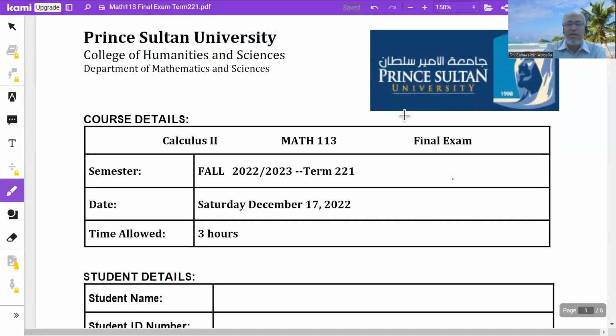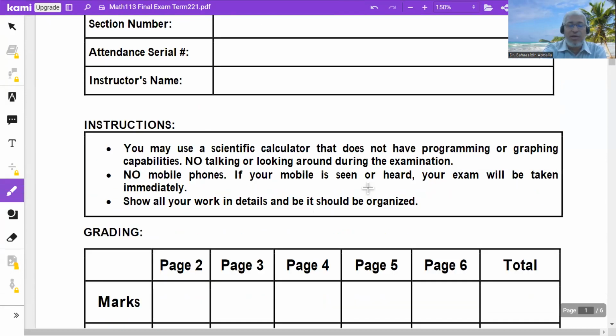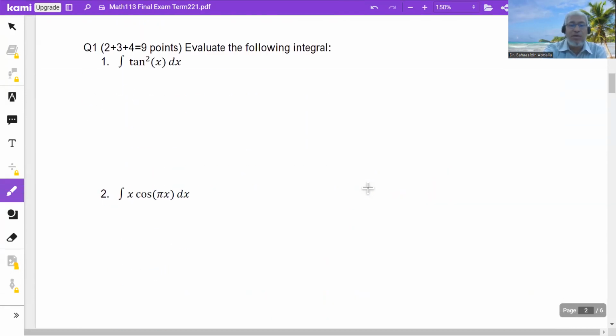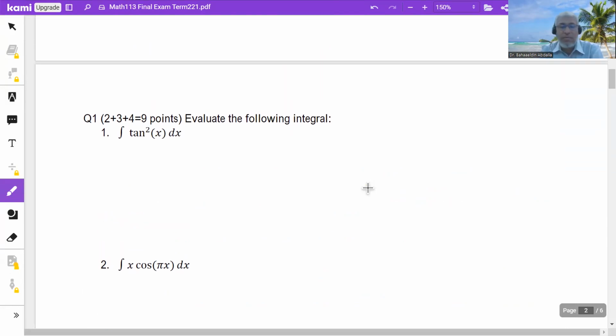This is the final exam of Math 113 Term 221. Let us have a look at the exam and try to solve it together. So the first question, evaluate the following integrals. So how to find the integral of tan square x?